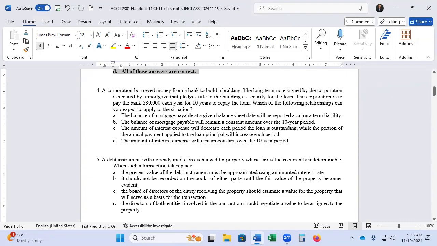So it's kind of reported a portion short and portion long-term, right? Because we're going to be paying $80,000 each year. That $80,000 will be current, and then you'll have some long-term. The balance of the mortgage payable will remain constant over the 10-year period. So we know because we're making payments, we're going to be applying some to the principal.